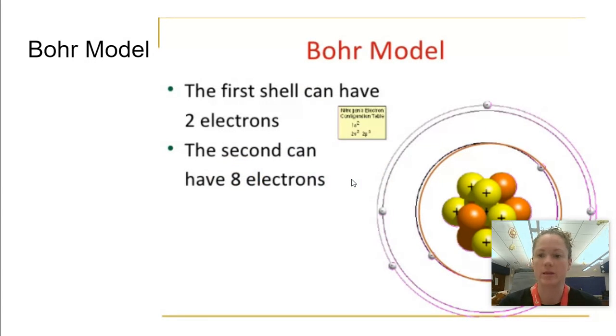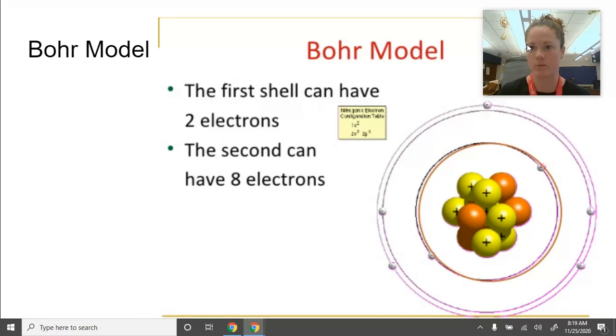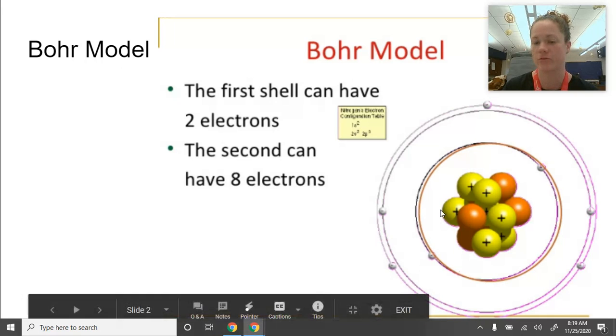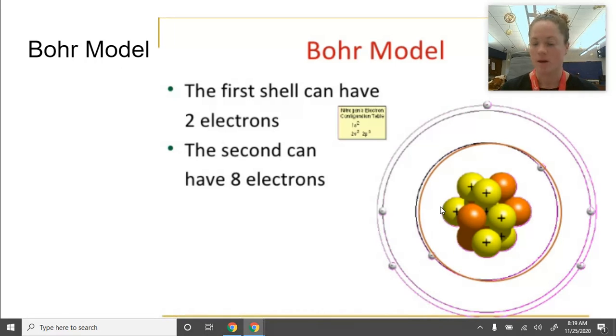Okay, so we have already talked a little bit about Bohr models. You guys had to make a Bohr model for your project. And in the Bohr models, the most that the first shell is allowed to have is 2 electrons.